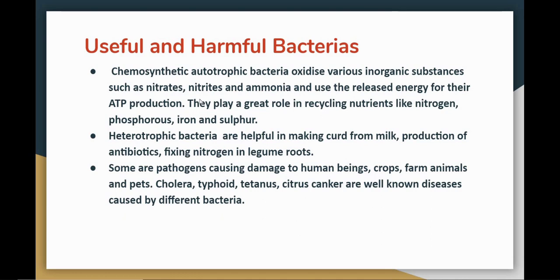Some heterotrophic bacteria are helpful in making curd from milk, producing antibiotics, and fixing nitrogen in legume plants. There are also pathogenic or harmful bacteria, which cause diseases to human beings, crops, farm animals, and pets. Cholera is caused by the bacterium Vibrio cholerae. Typhoid, tetanus, and citrus canker are well-known diseases caused by different bacteria.